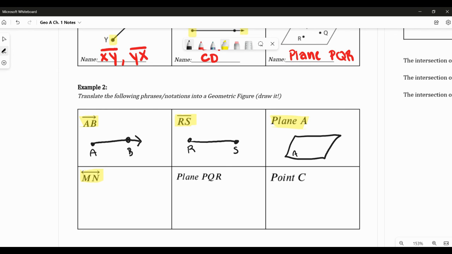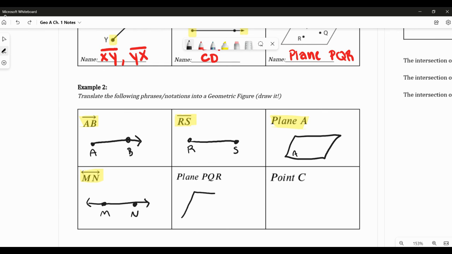On the bottom row, I have this right here, and I would read this as line MN because it's got arrows on both sides. So my picture should also have lines on both sides, and I need to have 2 points on here. One of them will be M, one will be N. Again, the order here could be flipped around. The only one where the order matters is with rays. So this is the only one that I have to be careful of to make sure that it's going in the right direction.